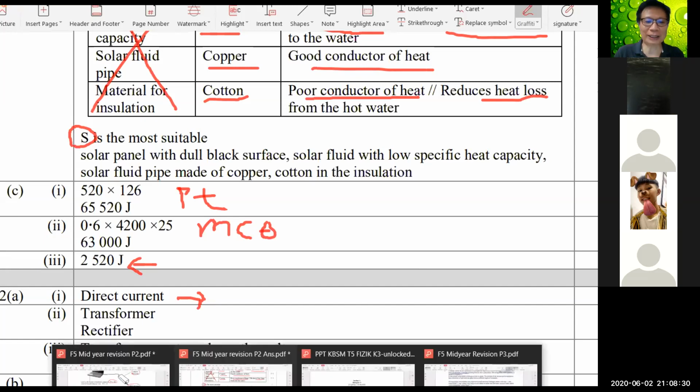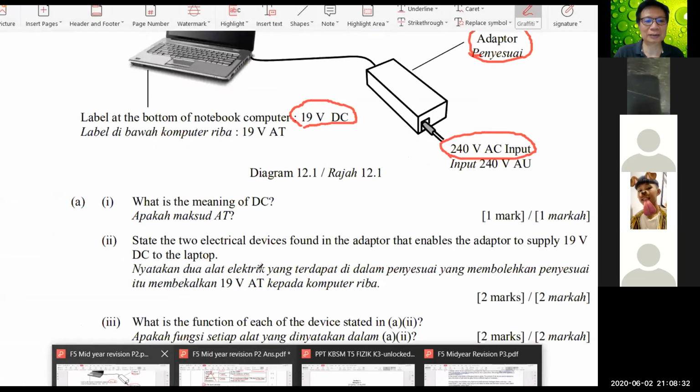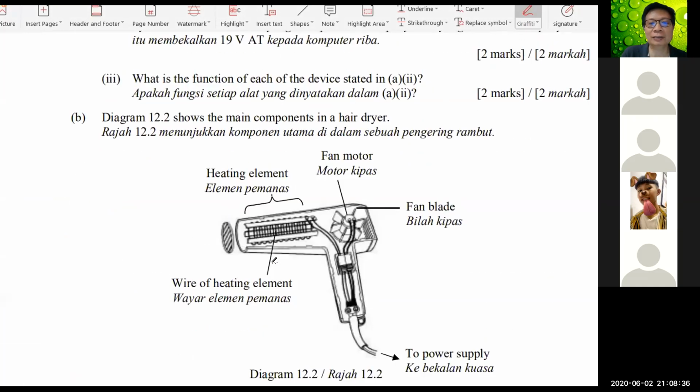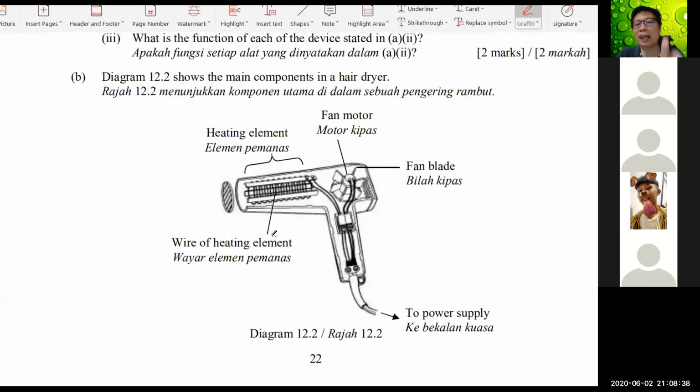Okay, come. Next question. This one is hair dryer, from chapter 5, electricity. The diagram shows main components in the hair dryer to dry your hair. Now you see the component first.